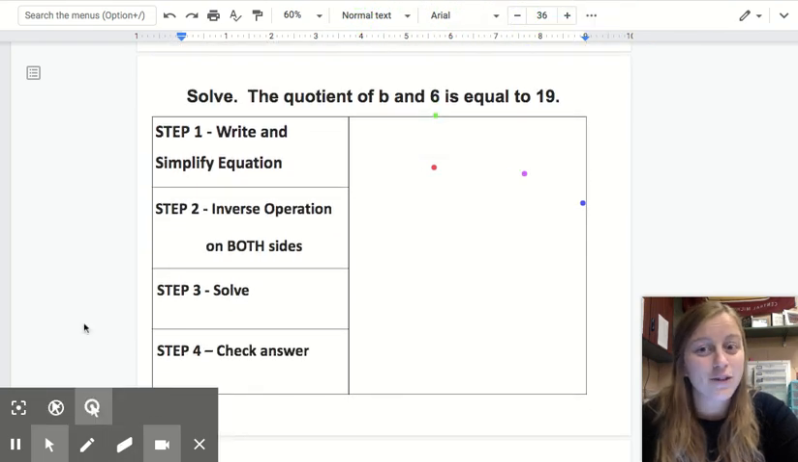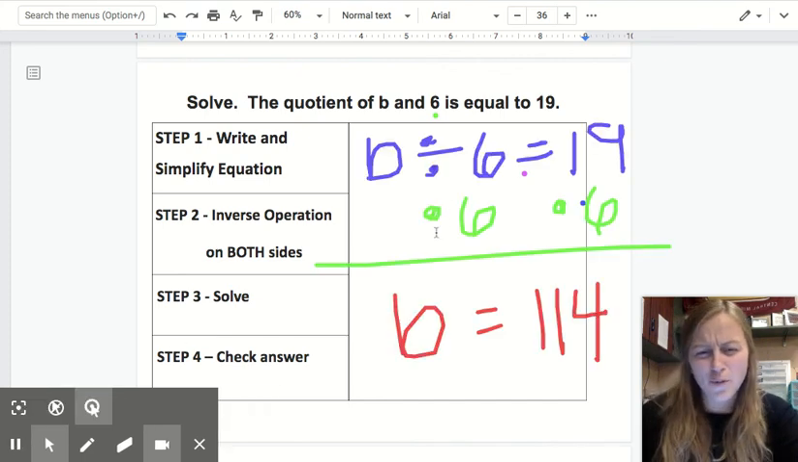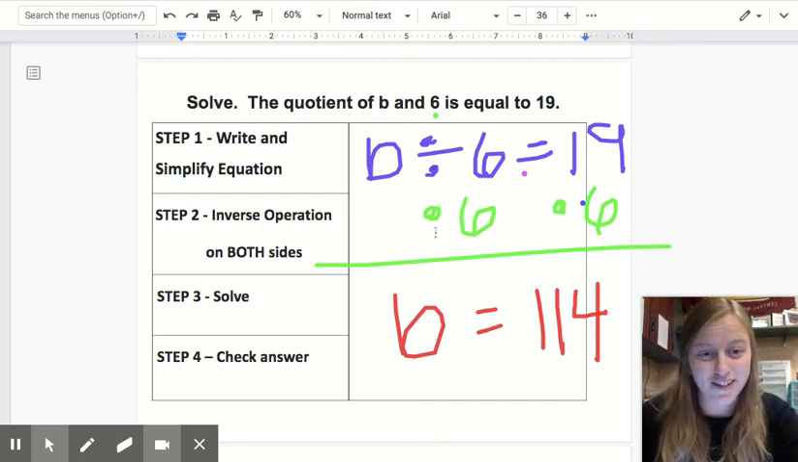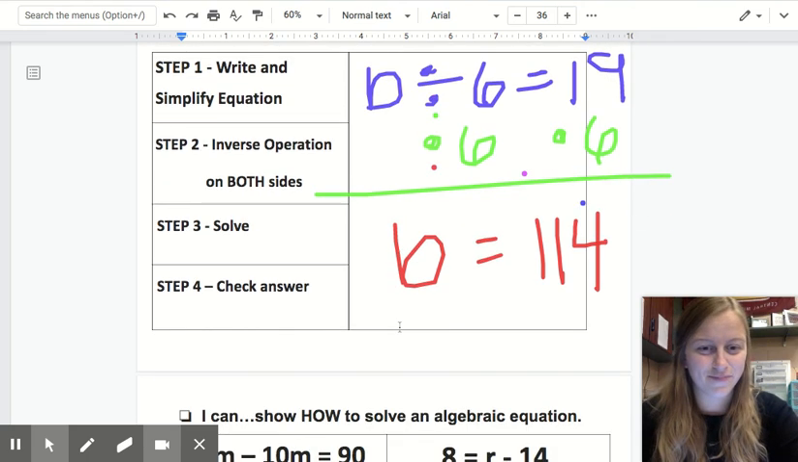All right, we've got another one. Go ahead and try it in your notebook, and we'll see how you did. Let's go ahead and check that answer. Did you write the correct equation? B divided by 6 equals 19. Quotient is a division word. Then show your inverse of timesing by 6 on both sides to get B equals 114.